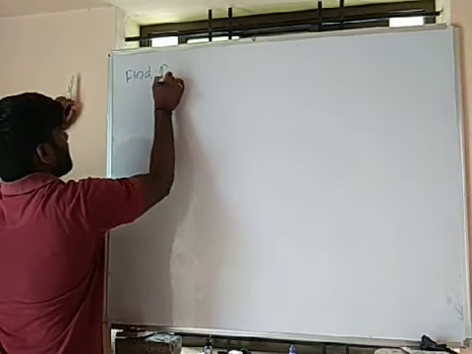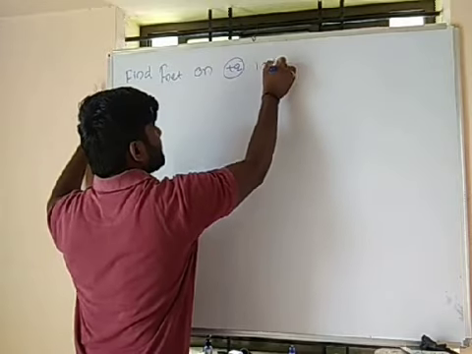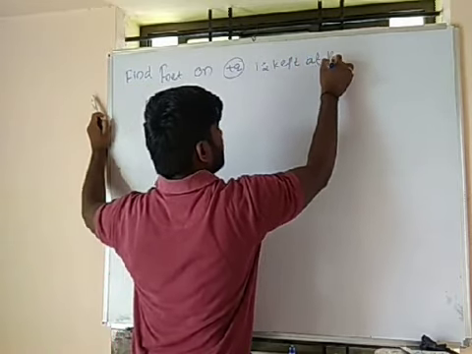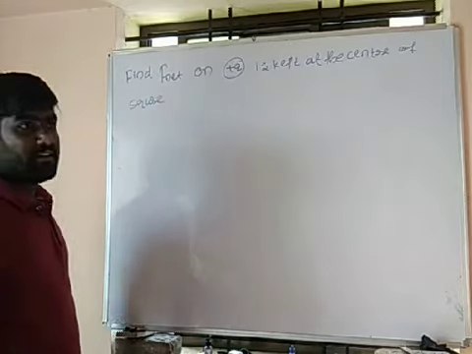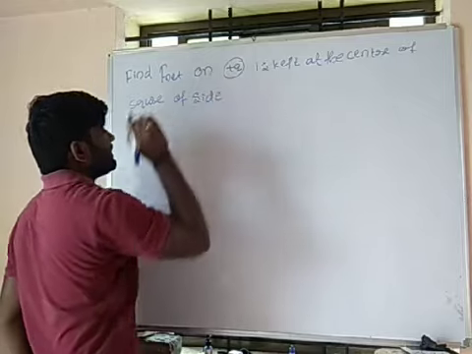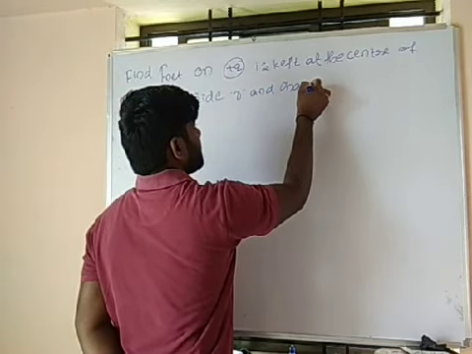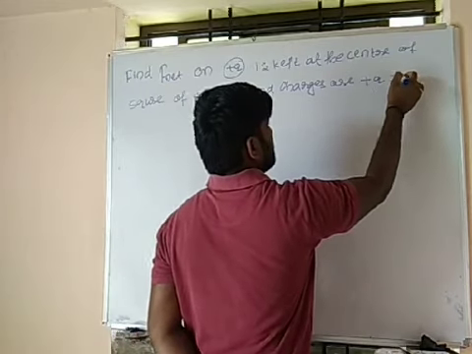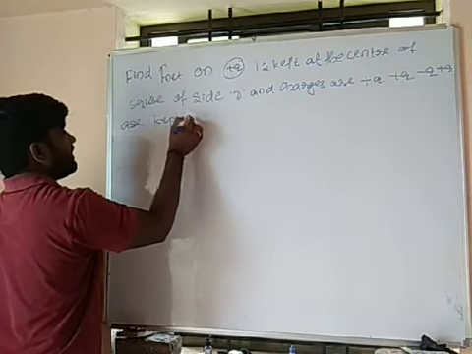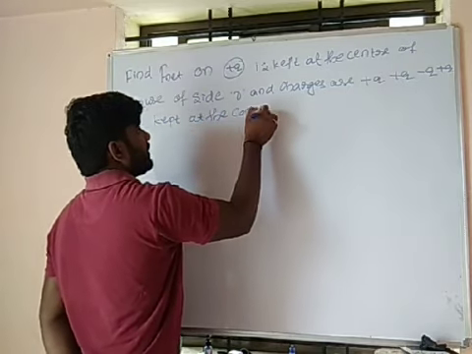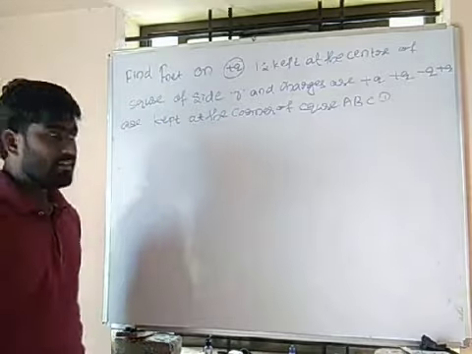Find F net on a plus charge kept at the center of a square of side R, and charges plus Q, minus Q and plus Q are kept at the corners of square ABCD. Okay, this is the last question.